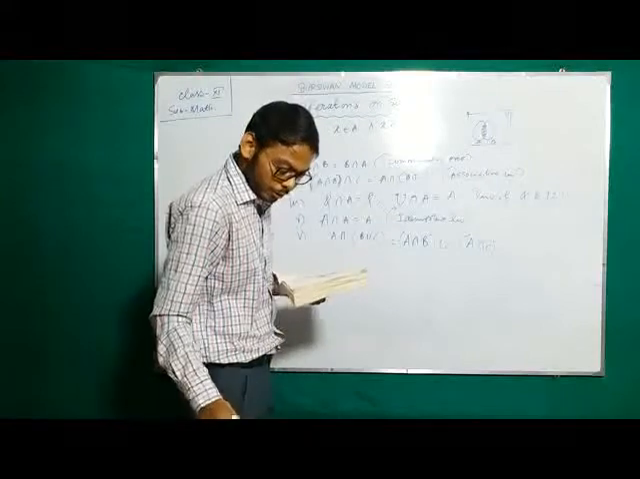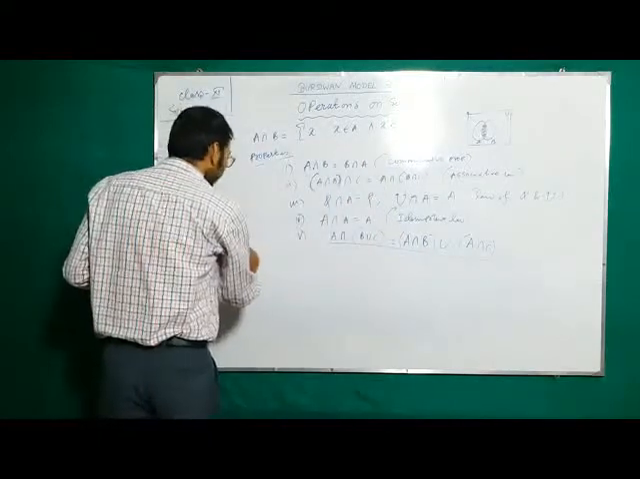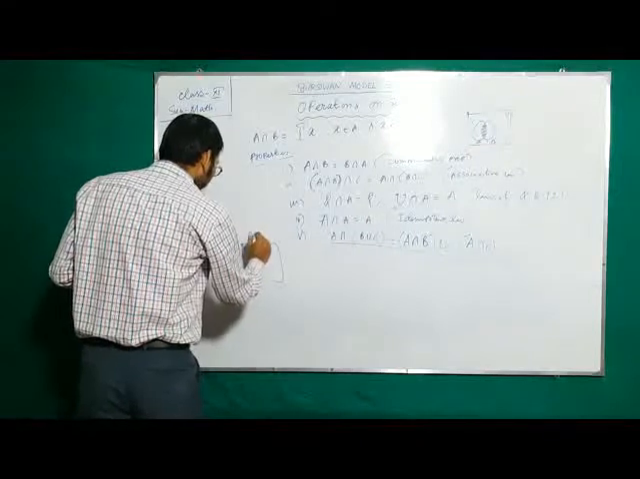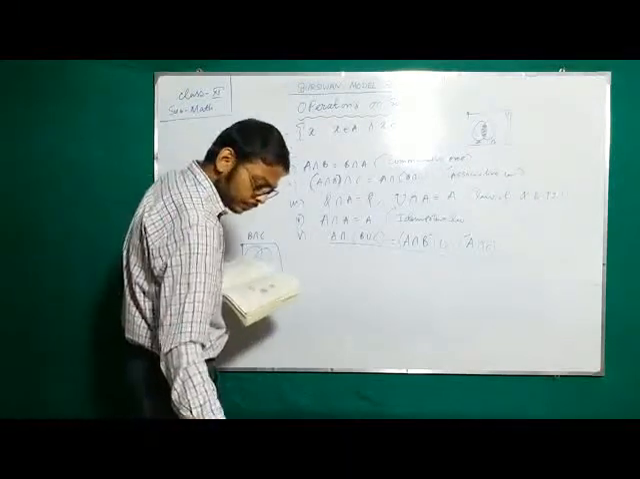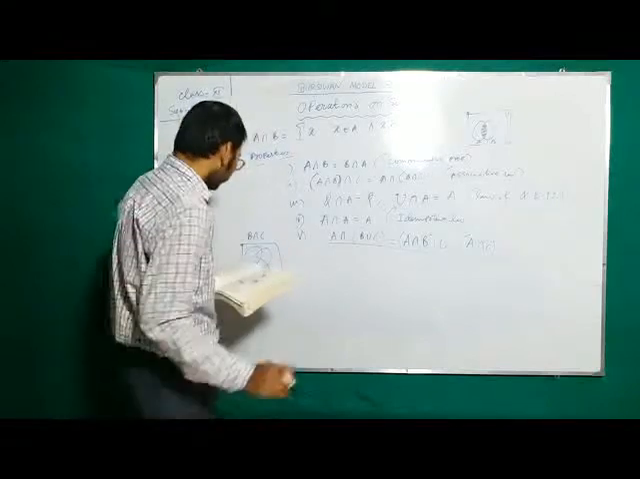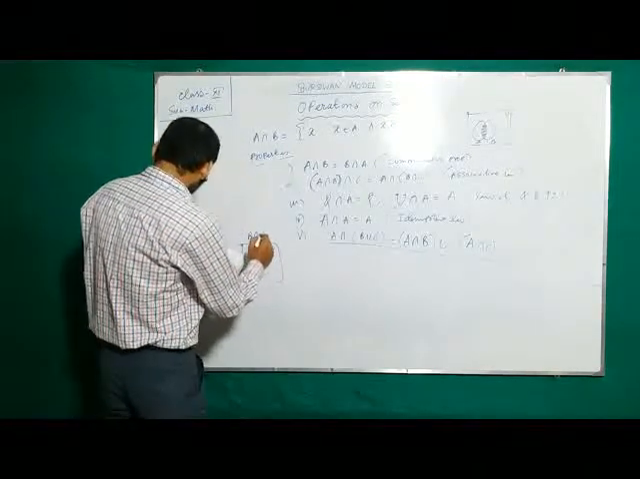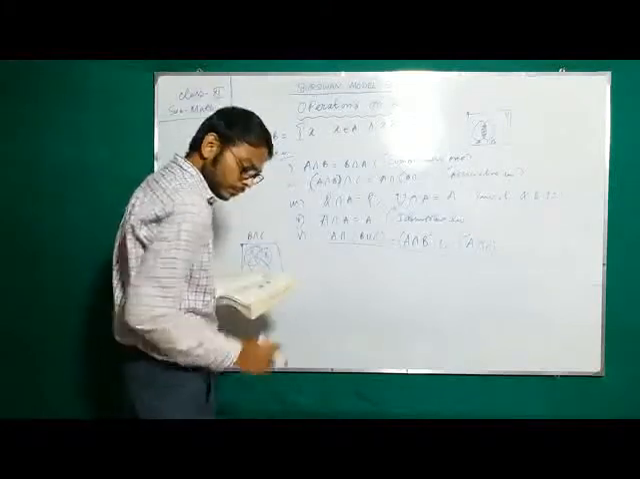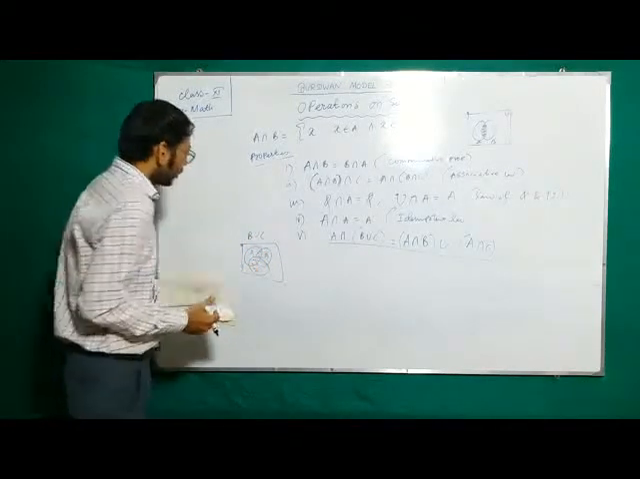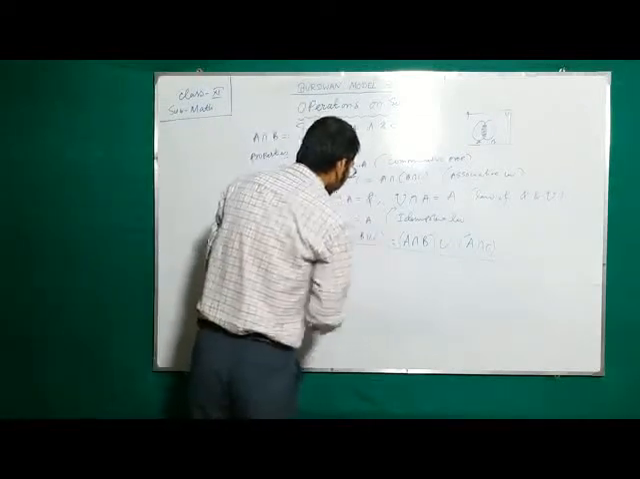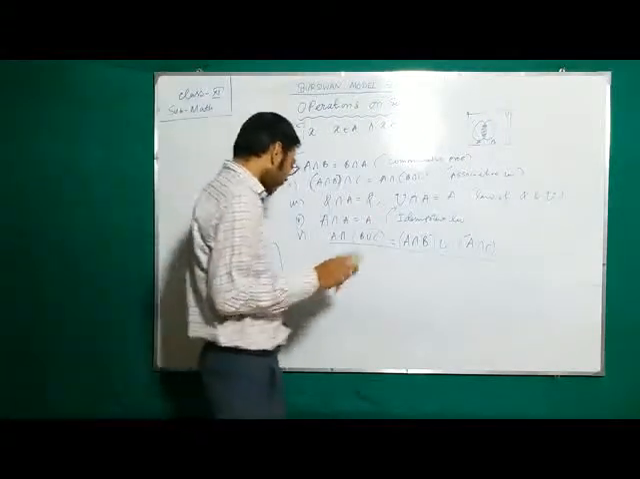I am drawing here on the board. The first part, B intersection C. This is A, this is B, this is C. So I have marked all the portion of B and C. This is B union C.